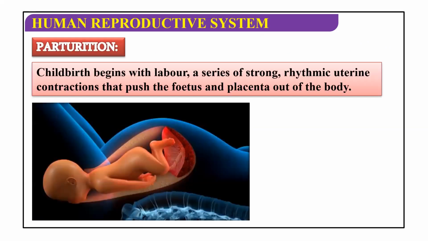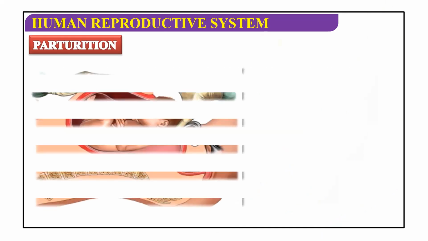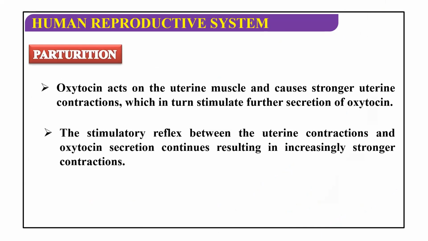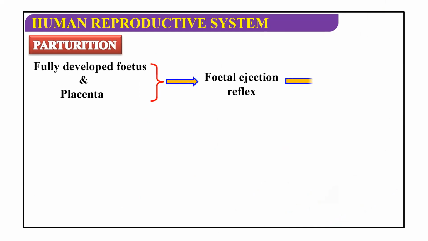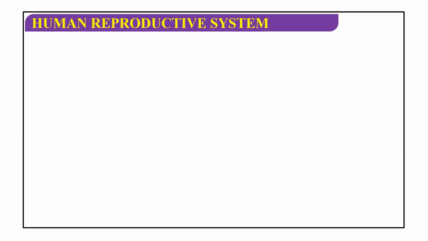Parturition, which we have already discussed, is a neuroendocrine mechanism, and the hormone oxytocin, which is called the delivery or parturition hormone, is important in this situation. With a fully developed fetus and placenta, there is a fetal ejection reflex. The fetal ejection reflex stimulates the posterior pituitary to release oxytocin. There is a strong uterine contraction and there is an expulsion.